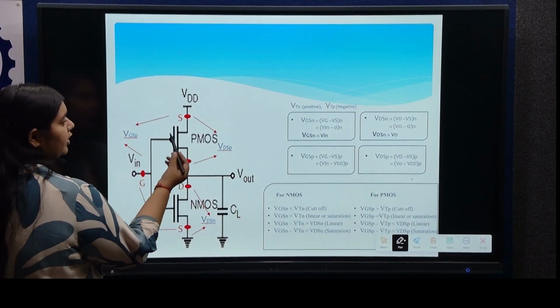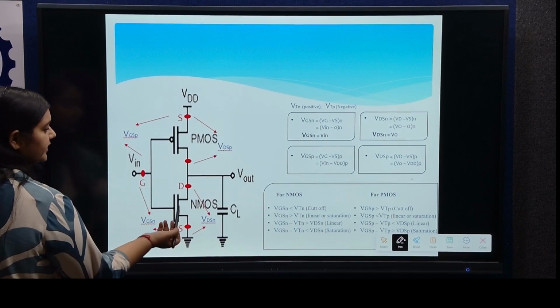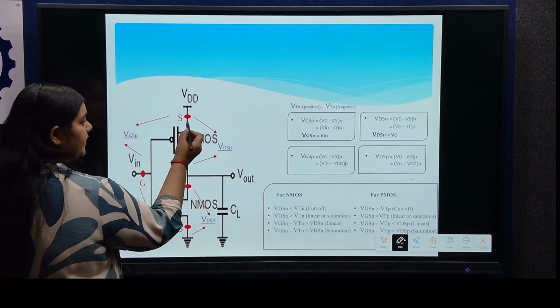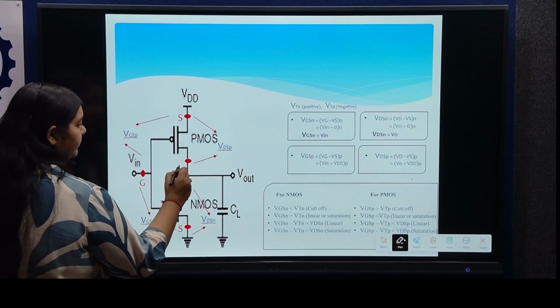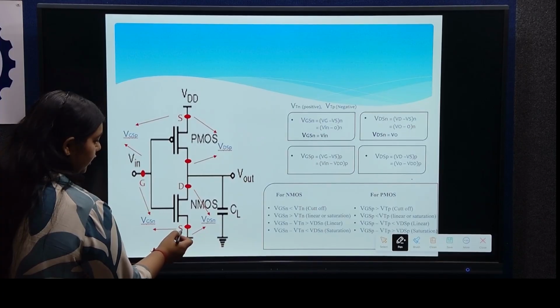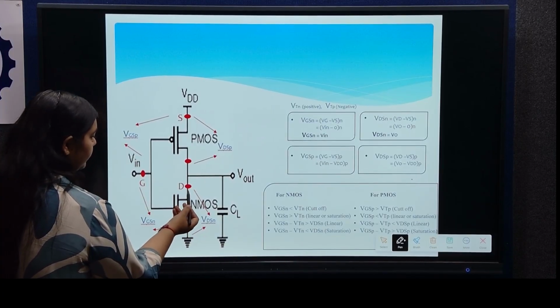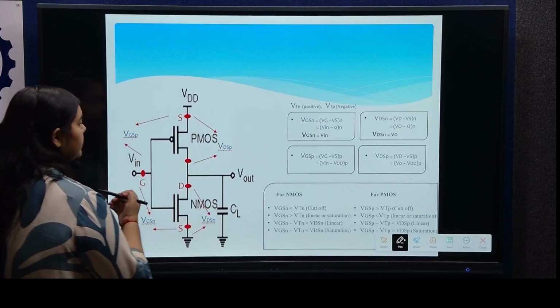See, we have already discussed the terminals of MOSFET. This is PMOS, this is NMOS. This is the source terminal of PMOS. This is the gate terminal of PMOS. This is the drain terminal of PMOS. Similarly, this is the source terminal of NMOS. This is the drain terminal of NMOS, and this is the gate terminal of NMOS.